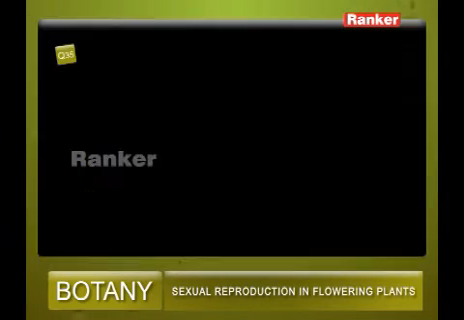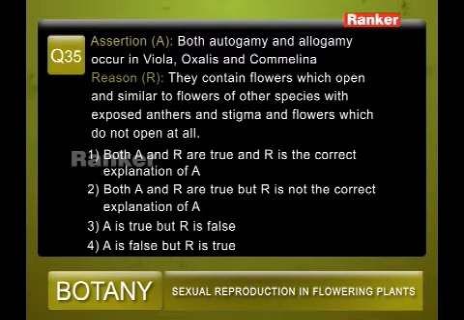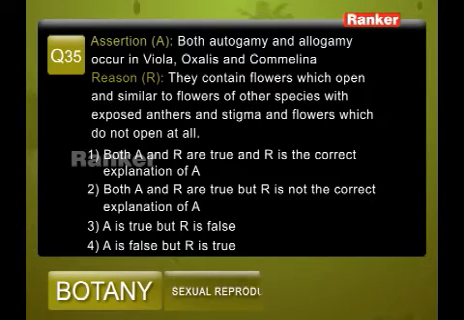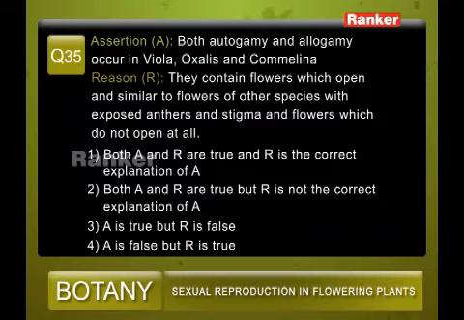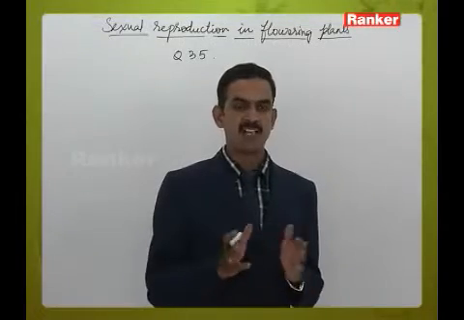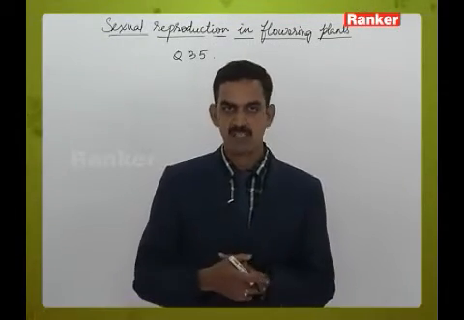Question number 35, assertion: both autogamy and allogamy occur in Viola, Oxalis and Commelina. Reason: they contain flowers which open and are similar to flowers of other species with exposed anthers and stigma, and flowers which do not open at all. So that means it contains both types of flowers.